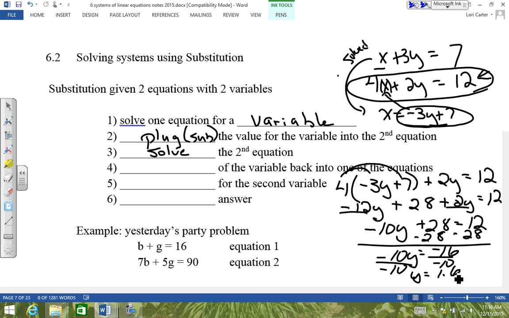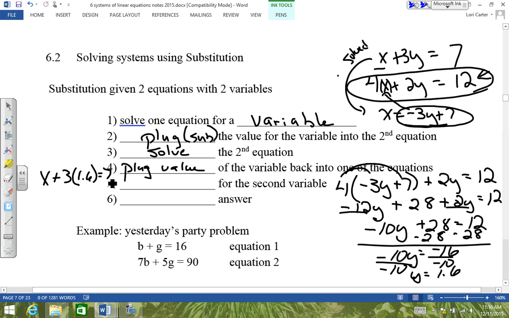Now I take the value, so you plug the value of y. What do you think I do with that 1.6? You plug it into the other equation. Do we care which one? Pick the easy one, which I'm not real sure there is one up here. But we'll try x plus 3y. So we take x plus 3 times 1.6, and that equals 7.